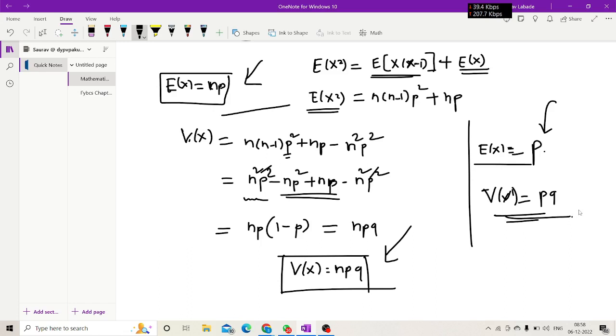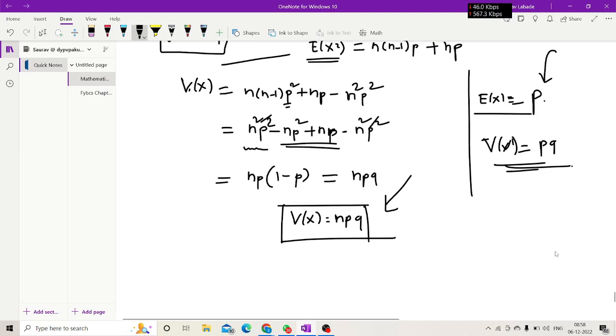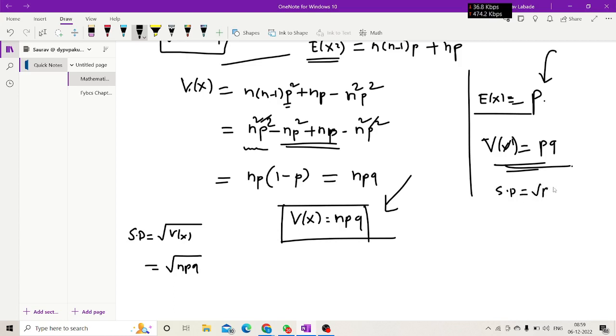So that is all about the mean and variance. You can also simply calculate the standard deviation, so just use the formula. Standard deviation is just the square root of the variance of x. So that will be the square root of npq. Same for this also, so standard deviation will be the square root of pq.